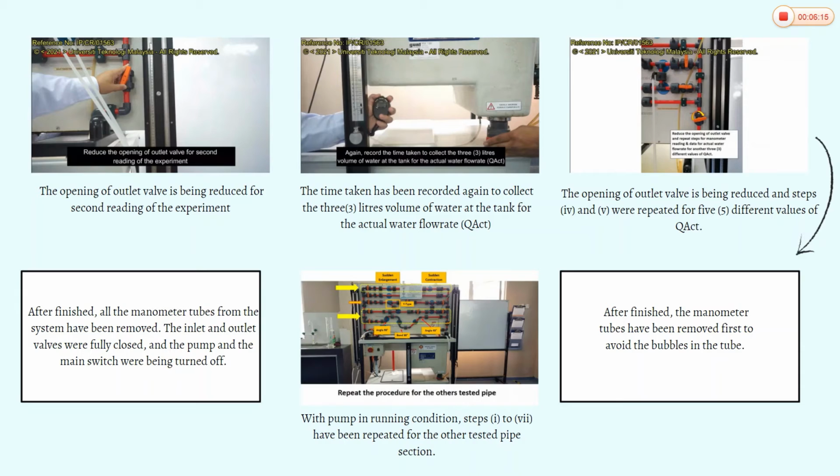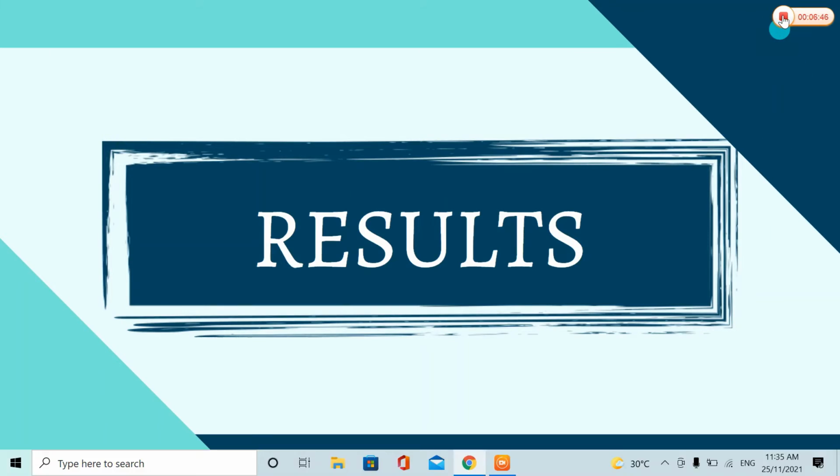After finishing, the manometer tubes were removed first to avoid bubbles in the tube, and then with the pump in running condition, step 1 until 8 were repeated for the other tested pipe section. After finishing, all the manometer tubes were removed from the system, the inlet and outlet valves were fully closed, and the pump and the main switch were turned off.